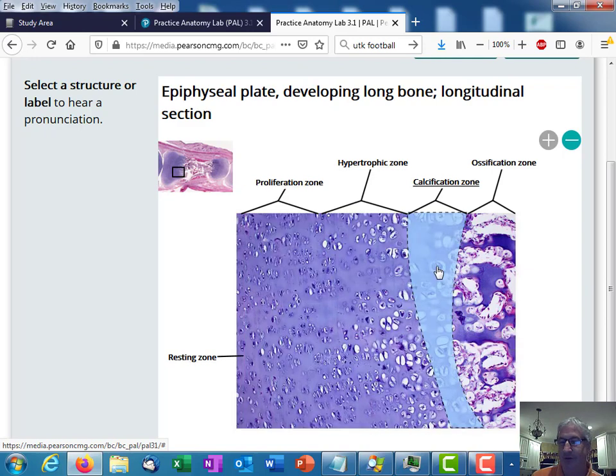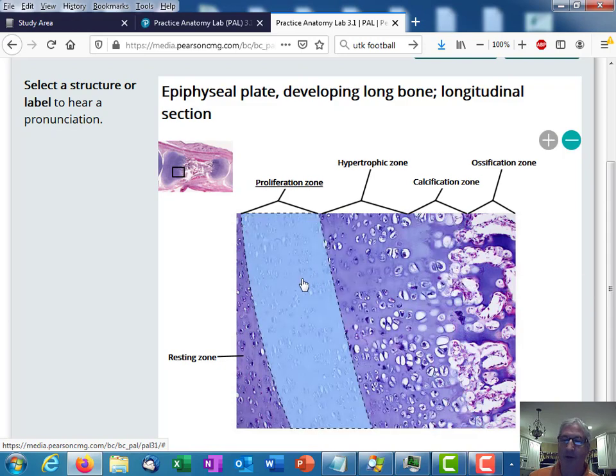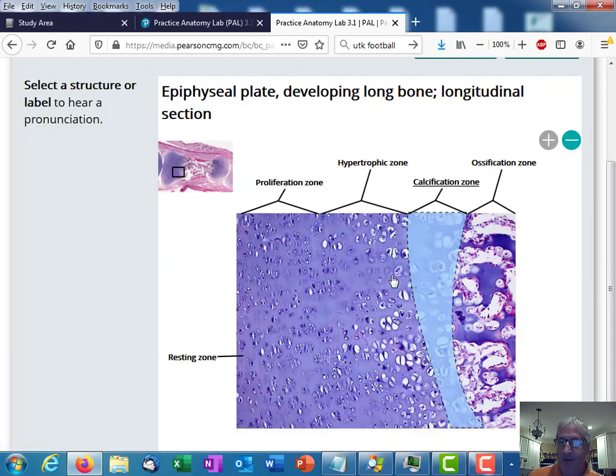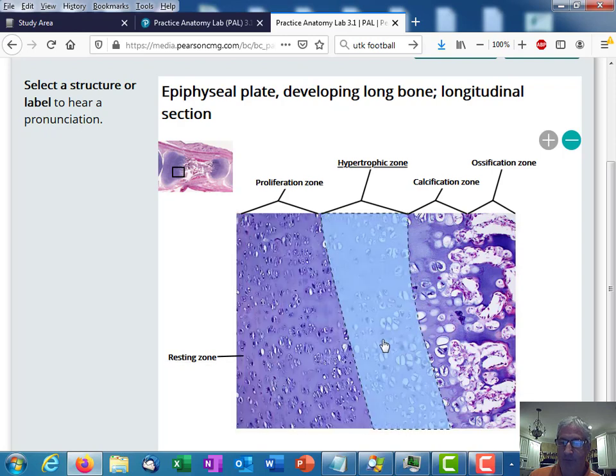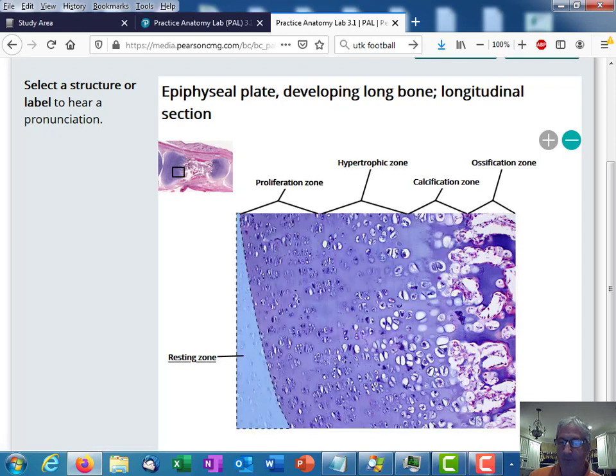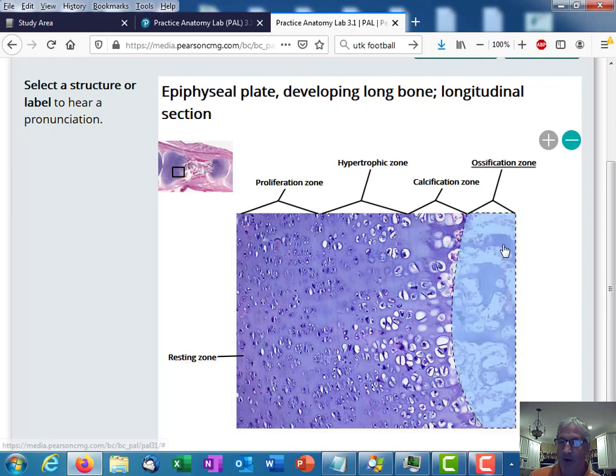So you have these different zones. You don't have to know these: calcification zone, hypertrophic, proliferation, and resting zone. But this is all hyaline cartilage type material in here, and then you have your ossification zone on this side. So you're ossifying. The epiphysis ends keep growing out, and it ossifies on the inside of the diaphysis, and so it lengthens that way, with these ends moving away from the center. So you have the diaphysis and the epiphysis on either end.